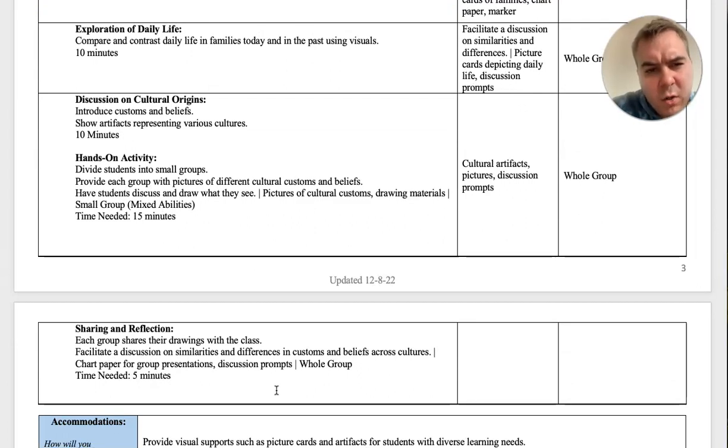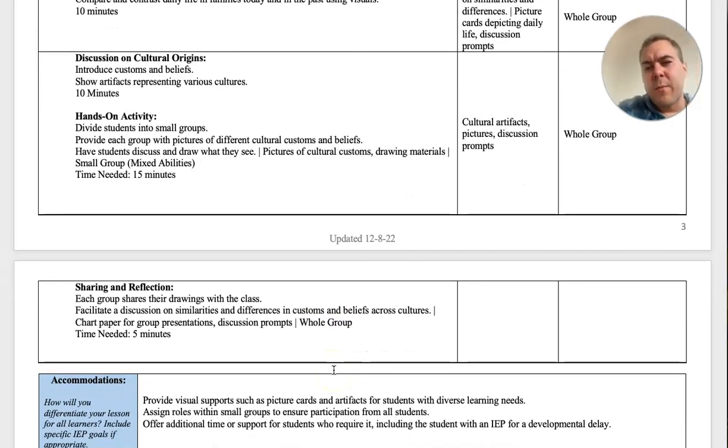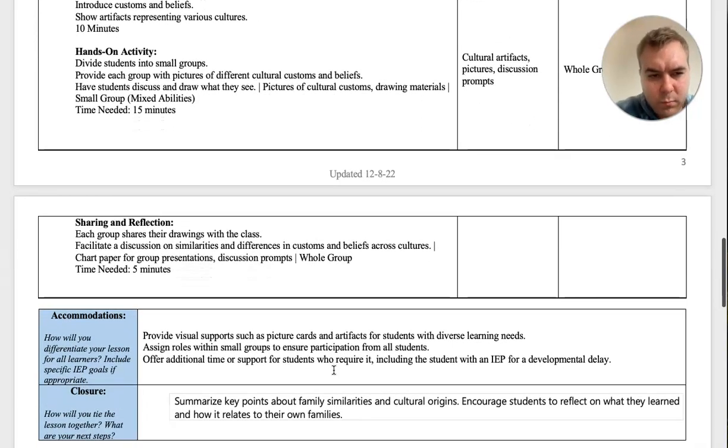There'll be a discussion on cultural origins, which will take 10 minutes. This is where we'll show artifacts that represent various cultures. And then a hands-on activity that takes 15 minutes. This is where we can divide students into smaller groups and provide each group with pictures of different cultural customs and beliefs, with the teacher and the para moving around the classroom.